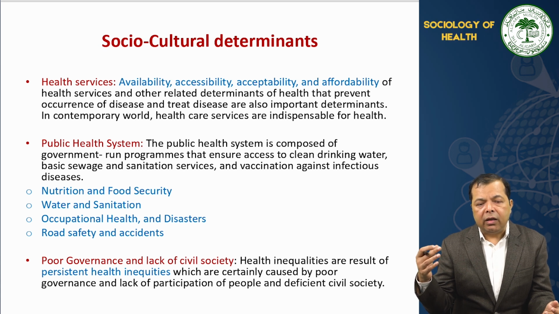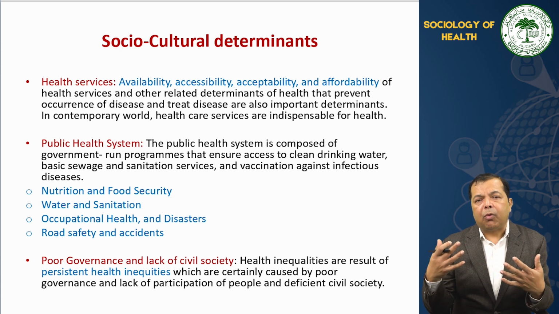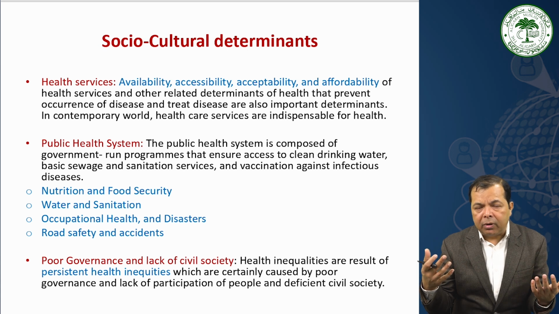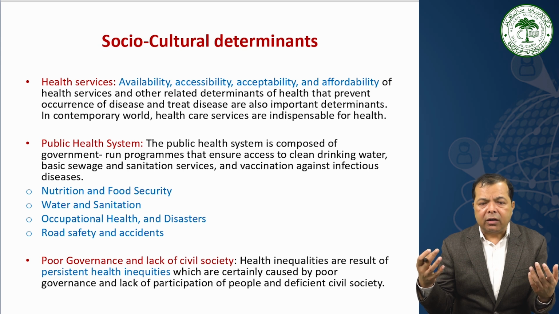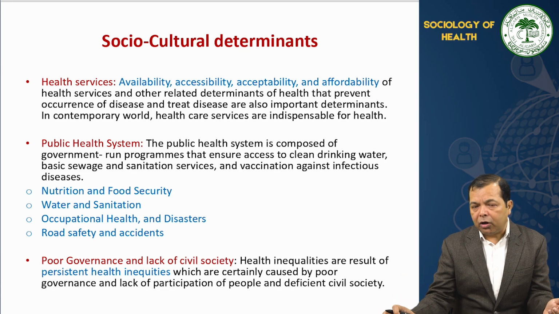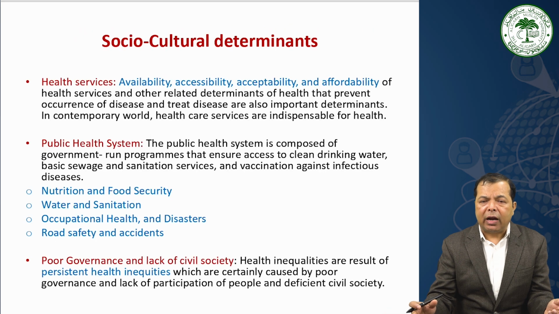And then last but not the least, the governance, the political governance and the nature of the society, basically the civil society, the kind of engagement that people have with the various political institutions, that indicates the level of participation of people, and participation is one of the very important processes to ensure good health, right? So the overall political environment and the nature of the society, and especially the civil society, is also playing a very important role in deciding the health status of that particular society. And so these are also very important socio-cultural determinants.